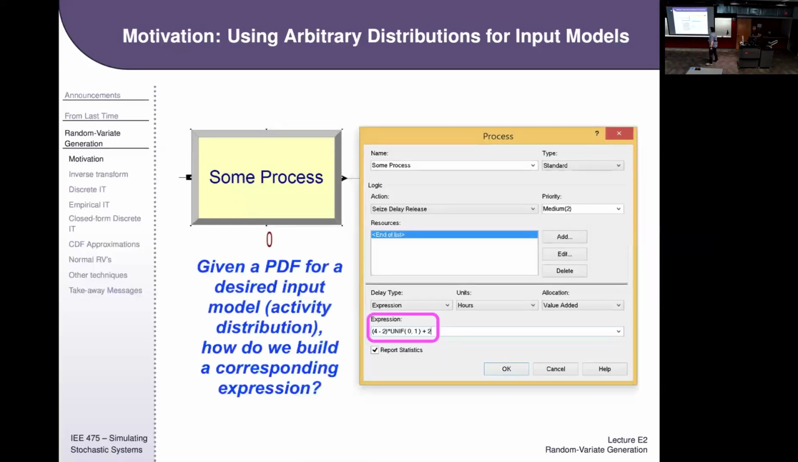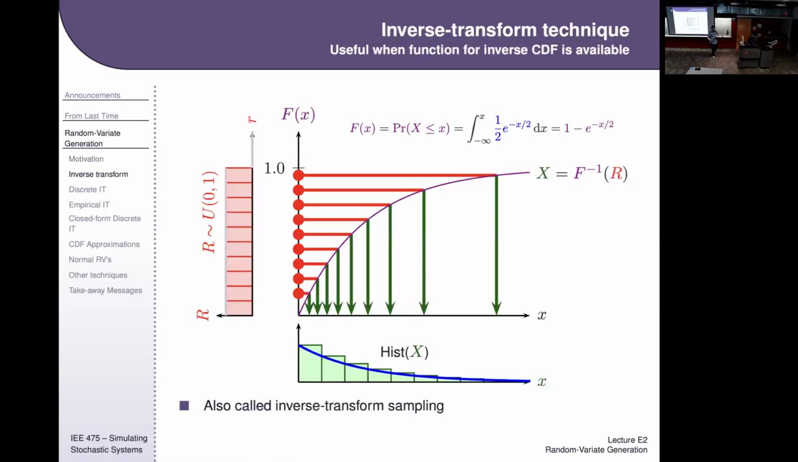That's what we're doing. If I wanted a uniform, for example, you've seen this in one of your labs at this point. If I wanted uniformly distributed numbers between 2 and 4, I would say I want a uniform number between 0 and 1, multiply it by 2, and add 2. That's the way I get a variate that is uniformly distributed between 2 and 4. So, how do we get these formulas? Where do they come from?